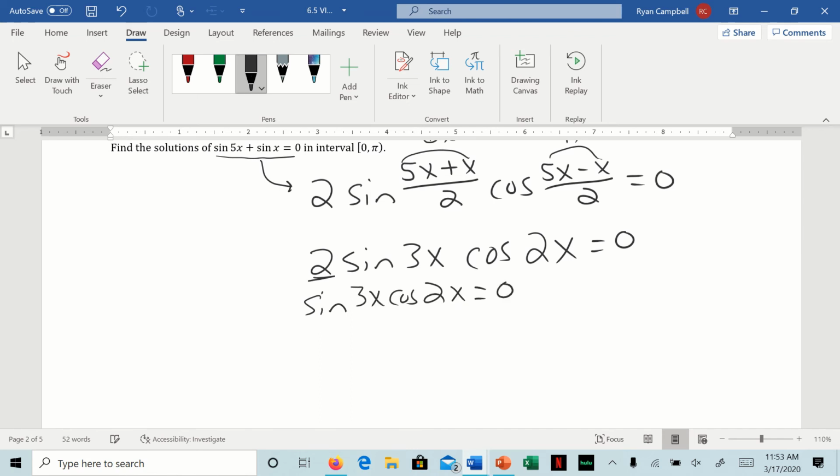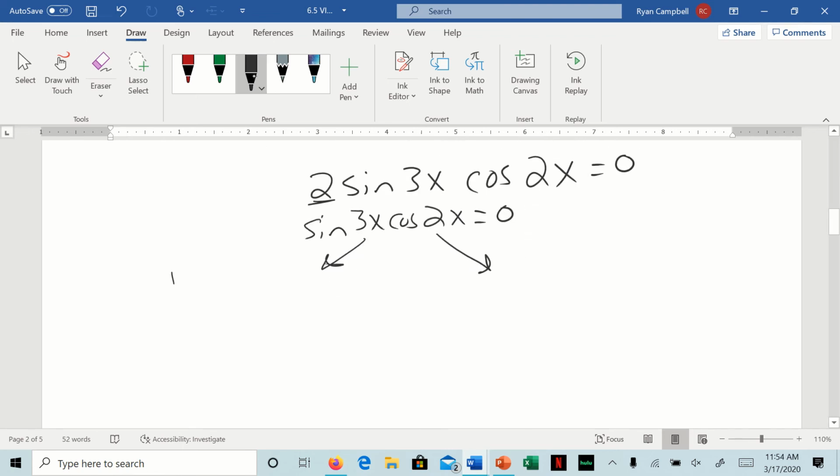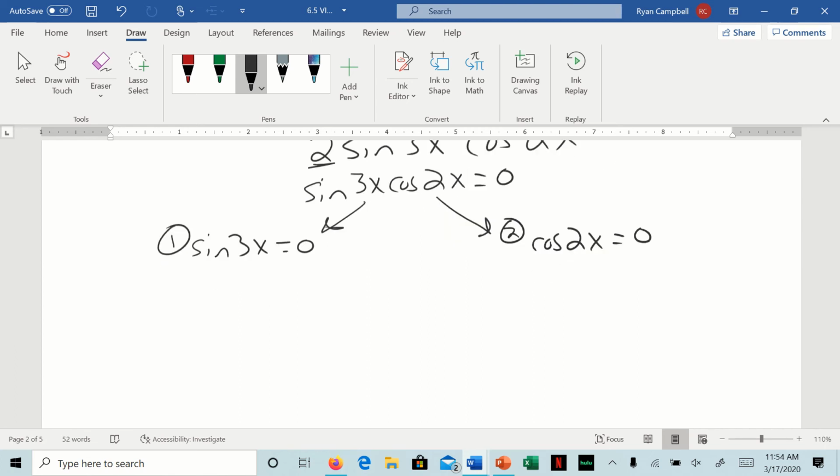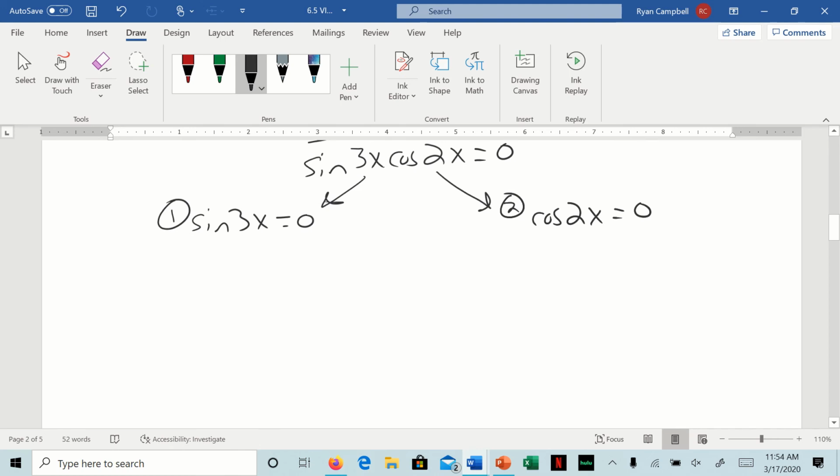And we can just divide off this 2 up the front, so we end up with sine of 3x cosine of 2x equals 0, which means, since we have two things being multiplied to equal 0, the first equation is that the sine of 3x equals 0, and our second equation is that the cosine of 2x equals 0. One great thing about when it equals 0 is if you know what the graphs look like, these should be pretty easy equations to solve.